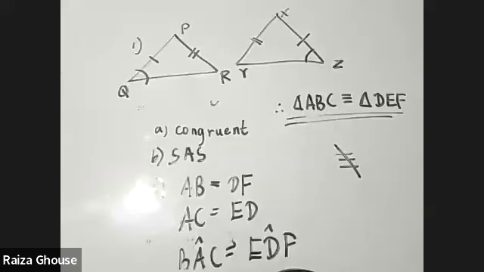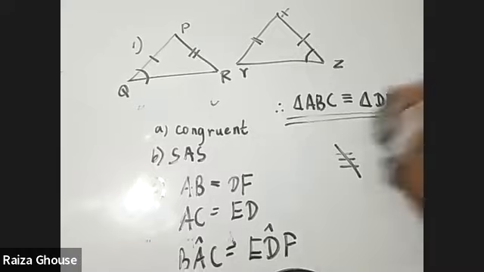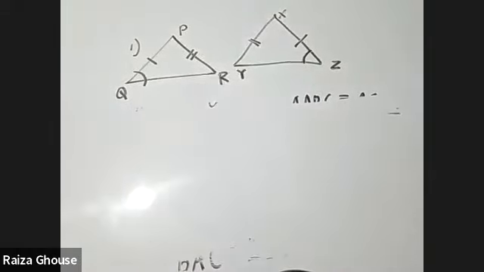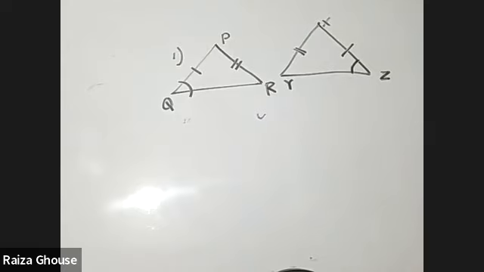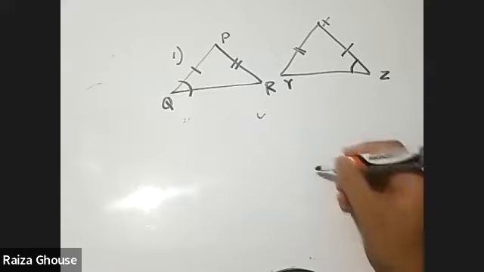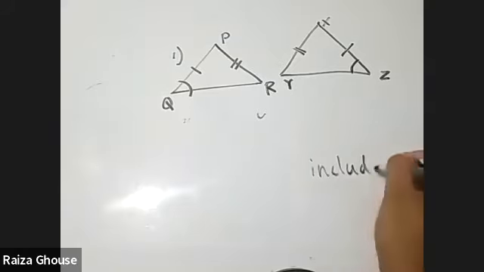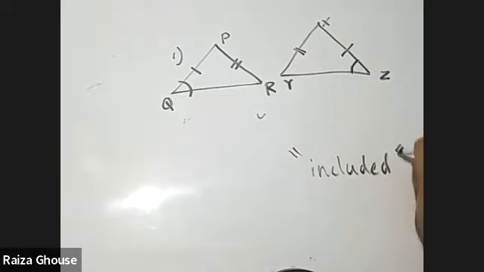Congruent. Okay, this is the point where all the students make the mistake. I'll tell you what. These two triangles are not congruent. Now you will ask why. The reason is, look at these sides carefully. Always remember, in two congruent triangles, the corresponding angle should be included. Listen very carefully. Now remember this word. Included. The angle should be included between those sides.